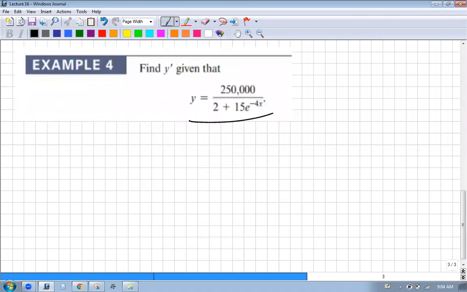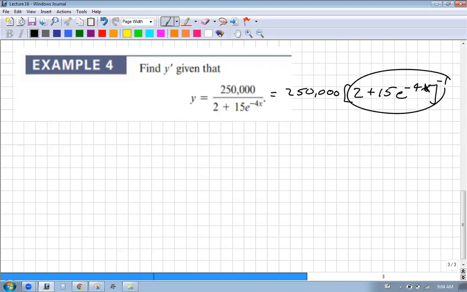You see functions like this all the time. This is a type of function that shows up a lot, okay? So what could we do here? We could use the quotient rule, or we could rewrite this as 250,000 over 2 plus 15e to the minus 4x, all to the minus 1. So we could use the power rule here, or we could use the quotient rule if we wrote it like that. Okay. How would we do this?